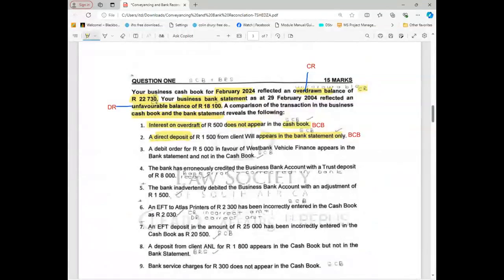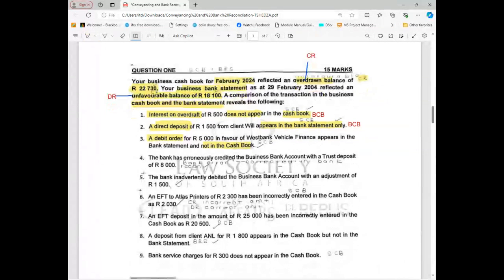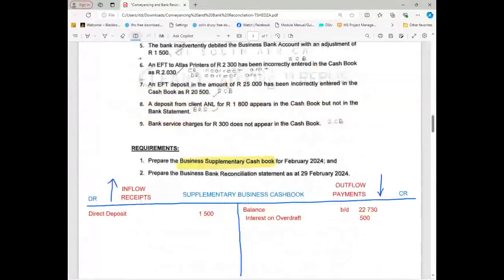Number three, debit order. Again, before we read further, on which document do you normally see your debit orders? On the bank statement. So everything's automatically okay. We know that this one has to go on the cash book. Even though they told us not in the account, we know debit orders will always go to the cash book because they already appear on the bank statement. Under which side? On the cash book, on the outflow, because it's money going out.